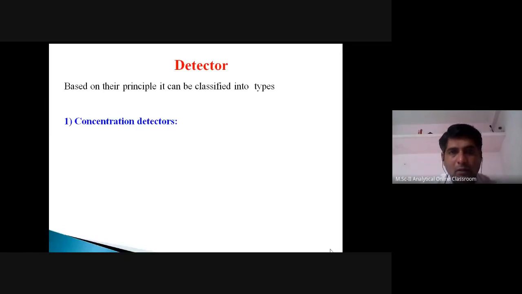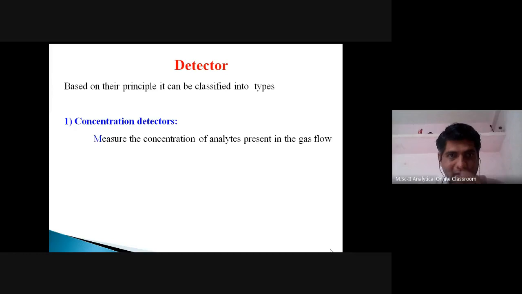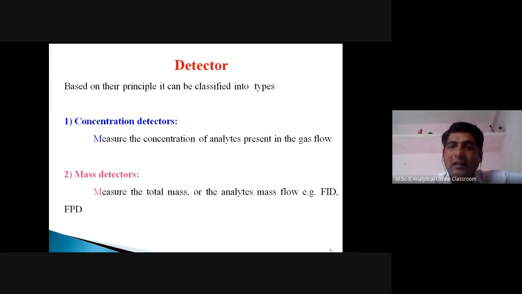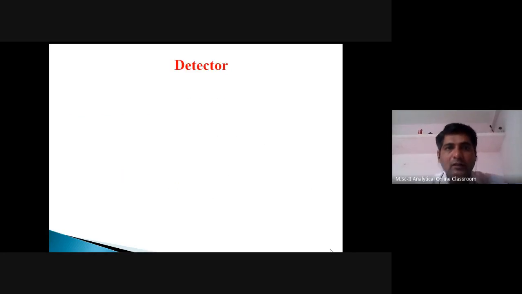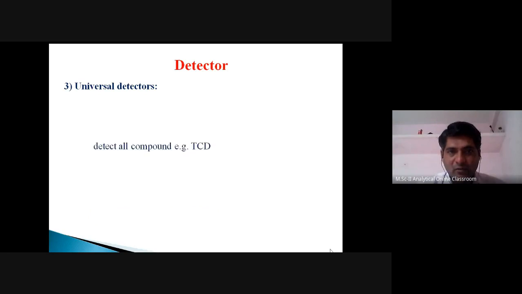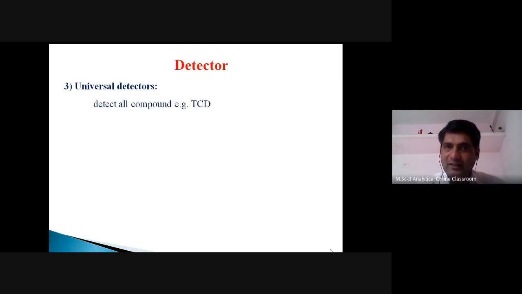So there are different types of detectors. They can be classified as a concentration detector, where the concentration of the analyte is determined. Second is the mass detector, where the total mass of the analyte in the carrier gas is determined. Then the universal detector, which detects all the compounds. An example of that detector is TCD.